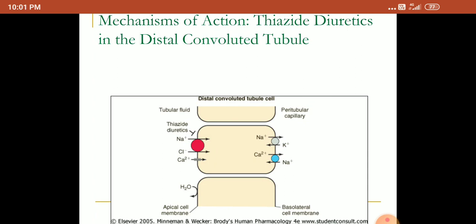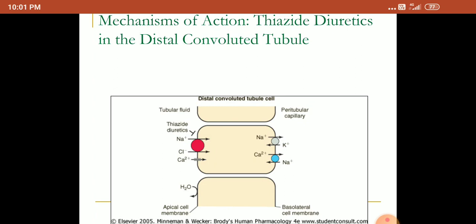The common adverse drug reactions are hypokalemia, which may cause sudden death due to arrhythmia, hyperuricemia, which may lead to gout, hyperglycemia, which may lead to diabetes mellitus, hypercalcemia, hypophosphatemia, then hypomagnesemia, and sometimes it also increases LDL cholesterol, low density cholesterol level. So, that is the problem of this group of drugs like thiazide.